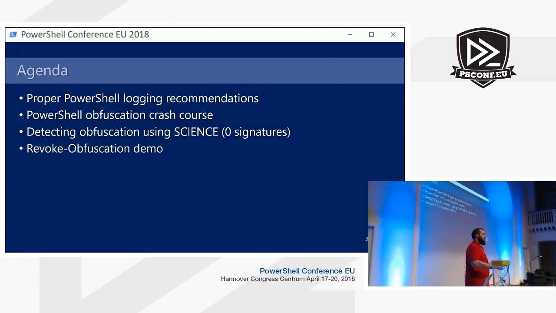So the agenda. First, a quick high-level look at what kind of proper logging we recommend to our clients and organizations to have in place to investigate when attackers might use PowerShell maliciously. Then we're going to go through a really fast, deep-dive crash course of the obfuscation you can do with PowerShell. Then we'll look at the science part of it. How can we detect this crazy obfuscation? And then we'll do a demo of the tool that Lee and I developed called Revoke-Obfuscation.